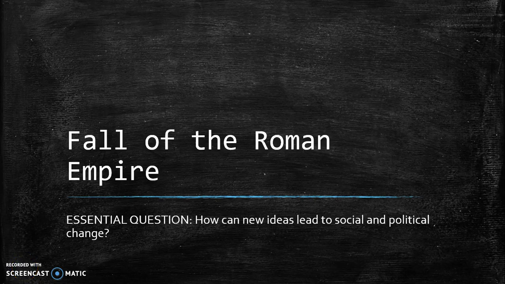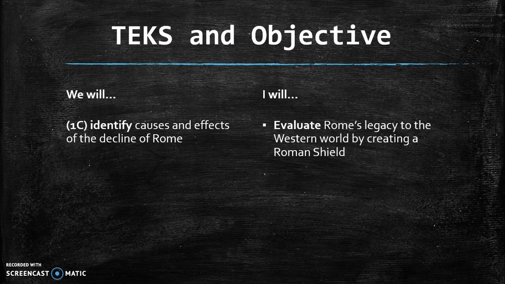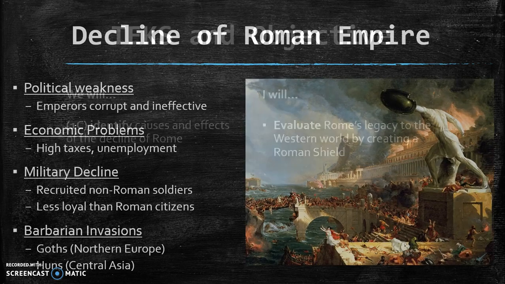Hi everyone, in this video we will be discussing the fall of the Roman Empire. The essential question for this lesson is, how can new ideas lead to social and political change? The teaching objectives are the following. We are going to identify causes and effects of the decline of Rome, and by the time that we are done, you will evaluate Rome's legacy to the Western world by creating a Roman shield.